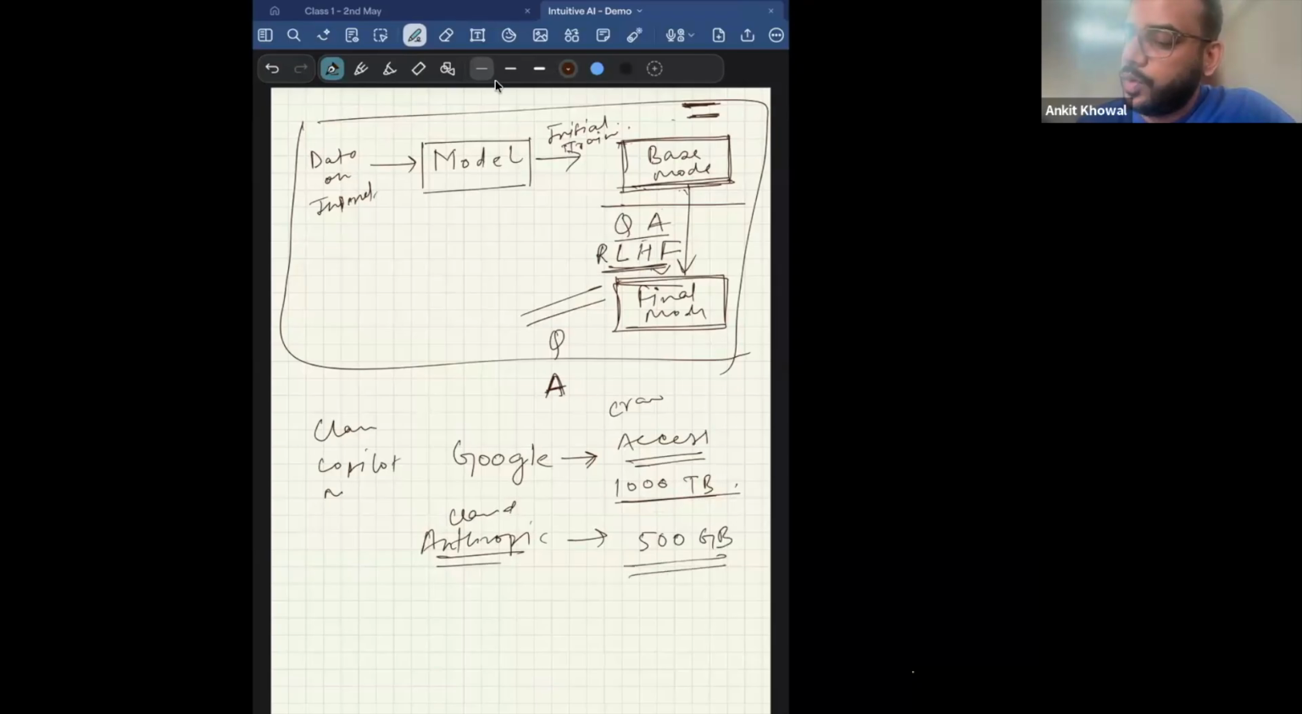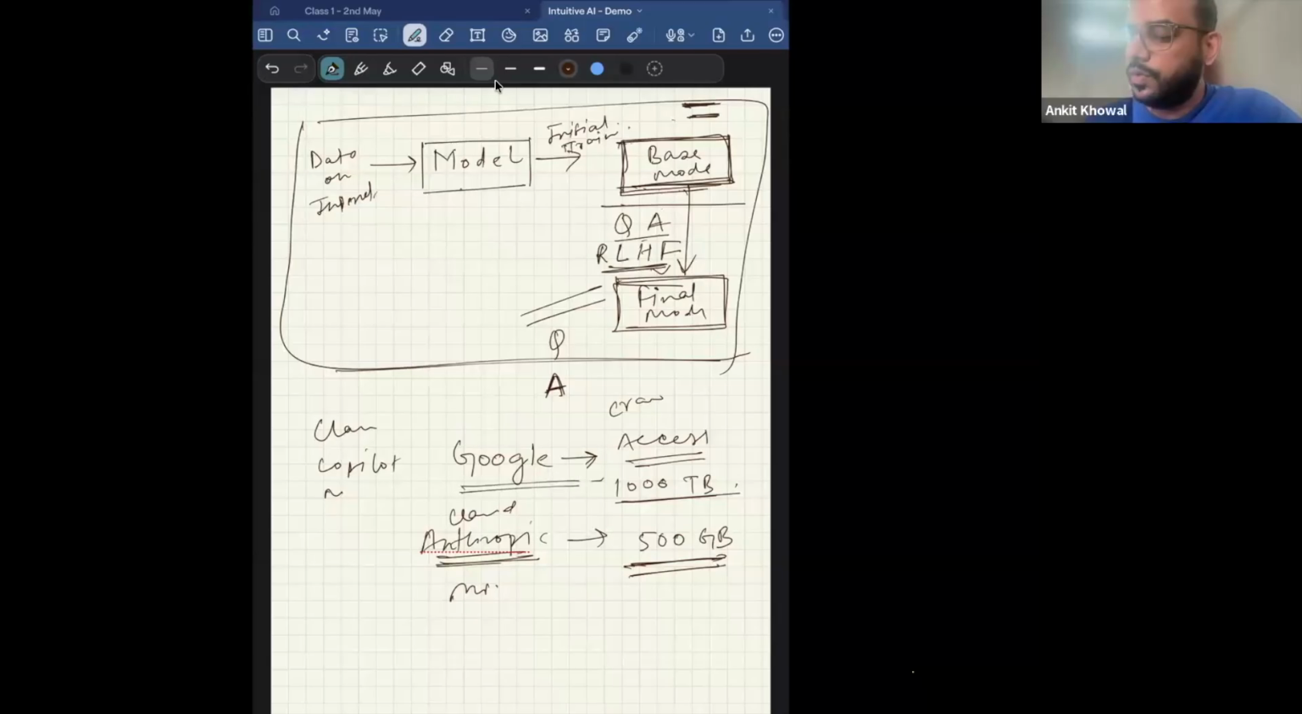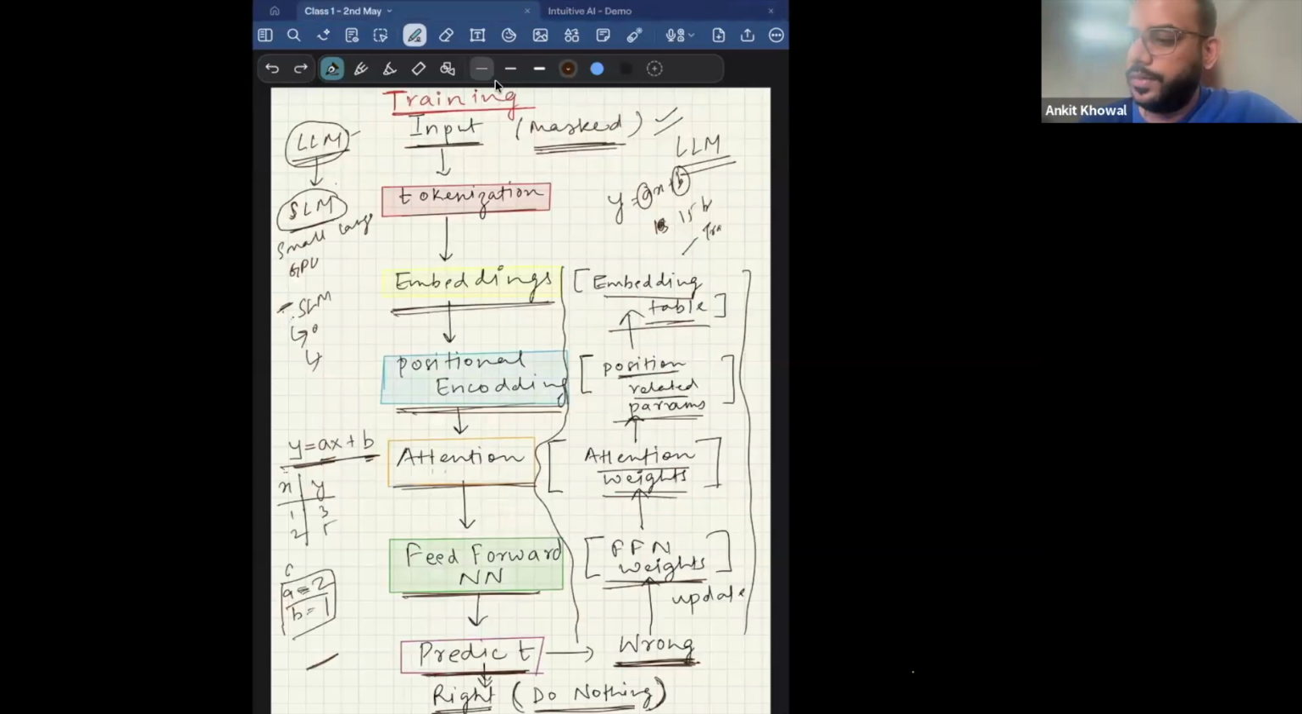So now when Google creates a model, it will be trained on 100 TB of data. When Anthropic creates a model or Microsoft creates a base model, it will only be trained on 500 GB of data. So their base models can also differ. Does this make sense? Is it clear how the model will be trained? This is what will happen: the base model of different companies also differ. So this is the overall picture of how an LLM works end to end, and what the base model is, what the final model is, and everything.